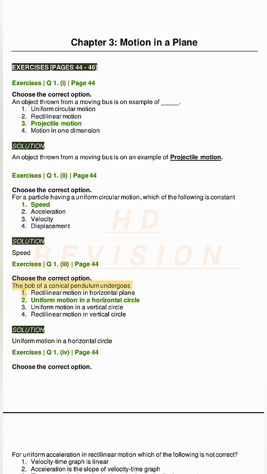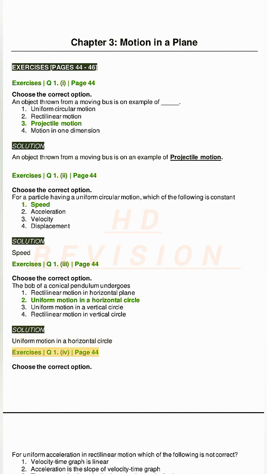Exercises Q1. Page 44. Choose the correct option. The bob of a conical pendulum undergoes 1. Rectilinear motion in horizontal plane. 2. Uniform motion in a horizontal circle. 3. Uniform motion in a vertical circle. 4. Rectilinear motion in vertical circle. Solution. Uniform motion in a horizontal circle.